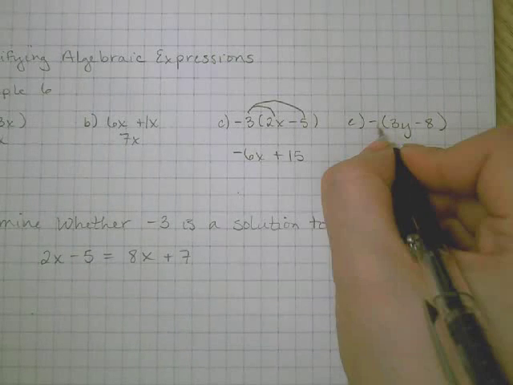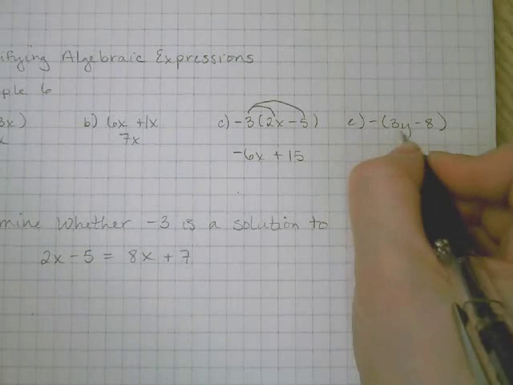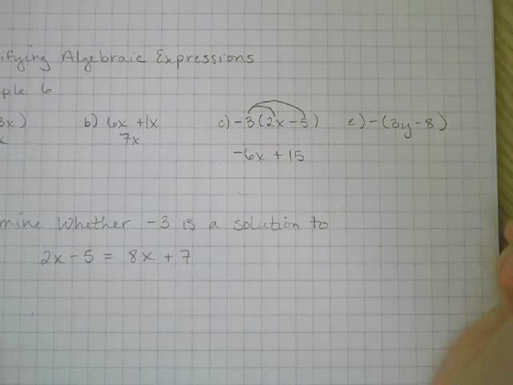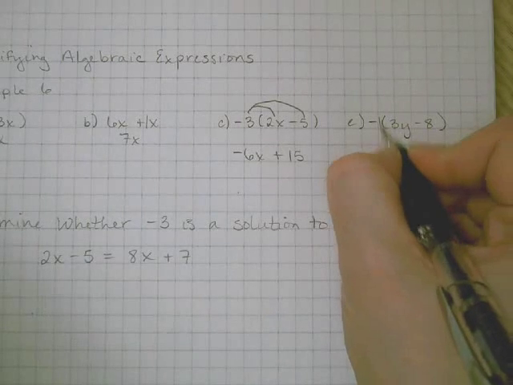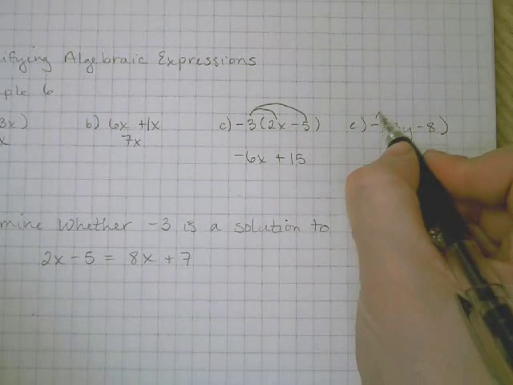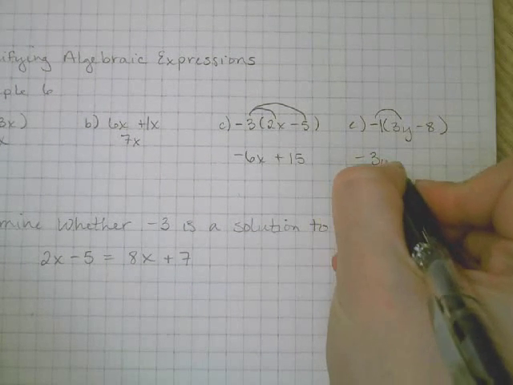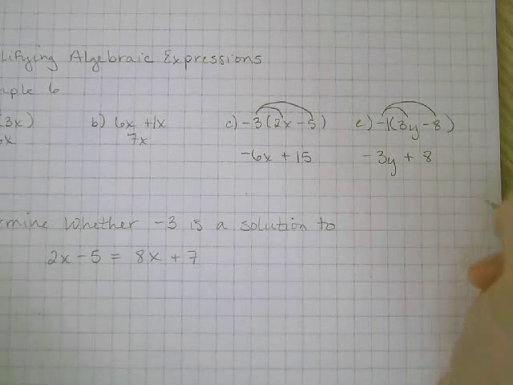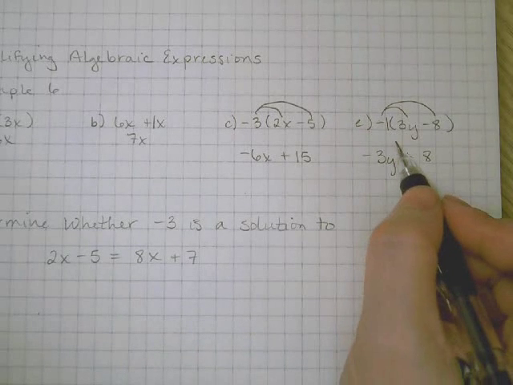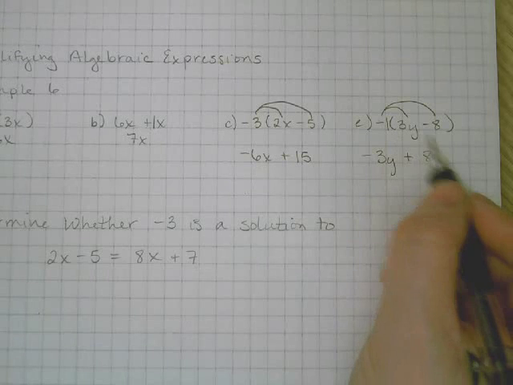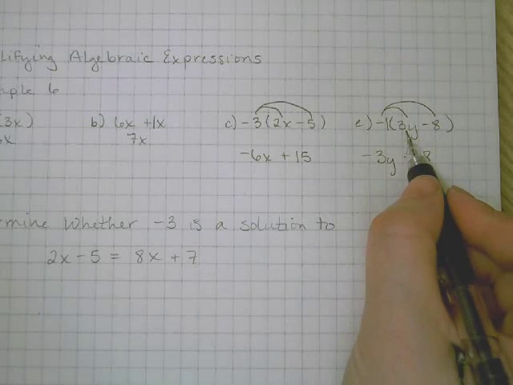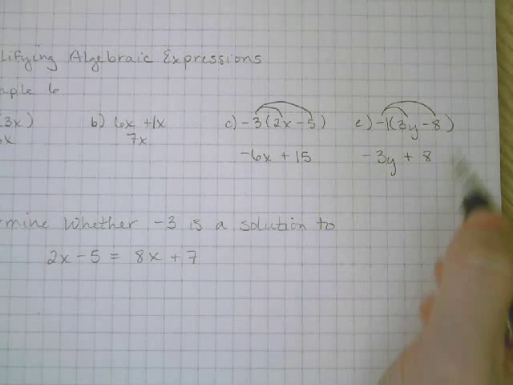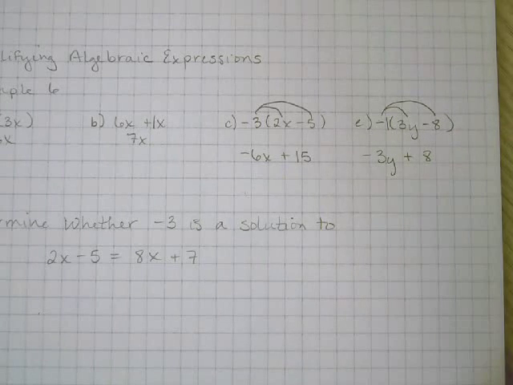When we look at this one, negative parentheses 3y minus 8, a negative outside of the parentheses is essentially distributing a negative 1. A negative 1 times 3y is a negative 3y, and a negative 1 times a negative 8 is a positive 8. So basically a negative out in front of the parentheses changes everything inside the parentheses to its opposite. This is a positive 3y, it's now a negative 3y. This is a negative 8, it's now a positive 8. So because I don't have any like terms, I can't combine anything or simplify any further. That's as far as I can go.